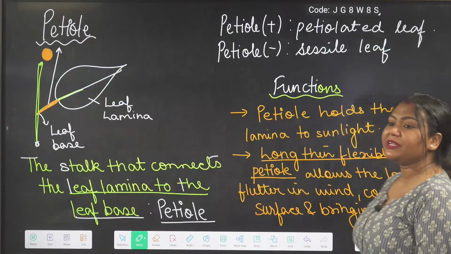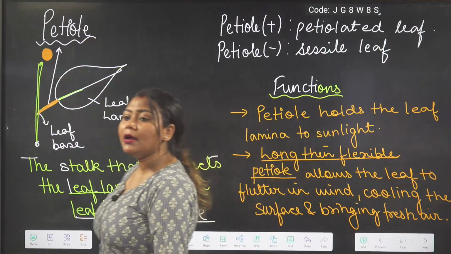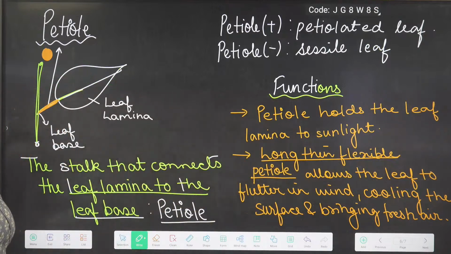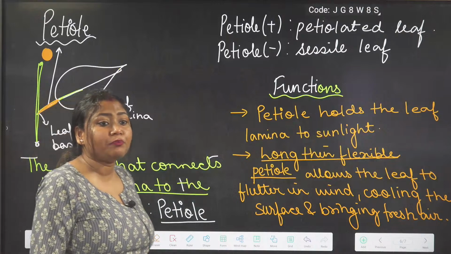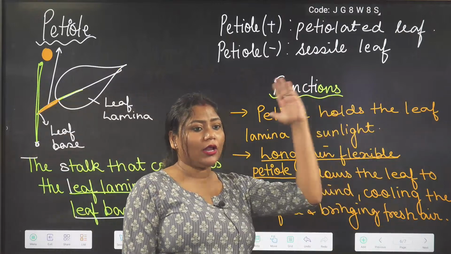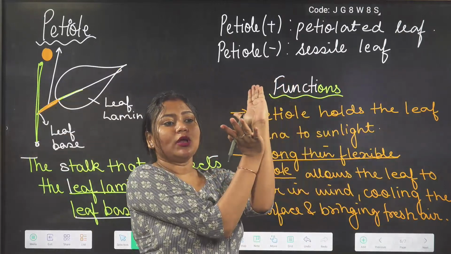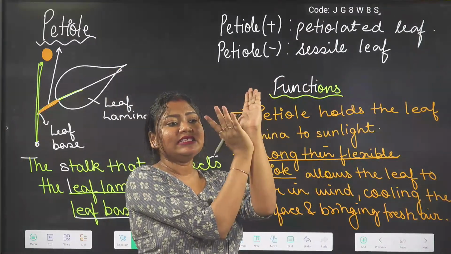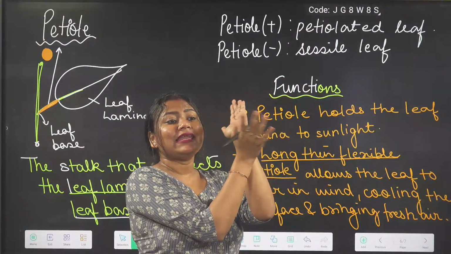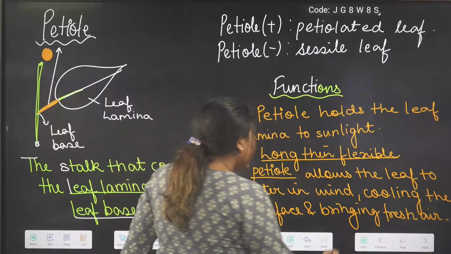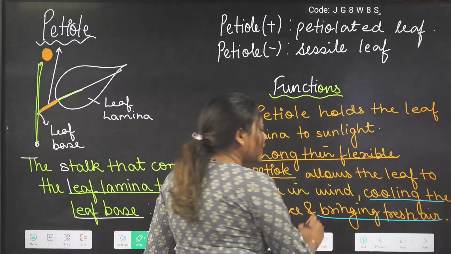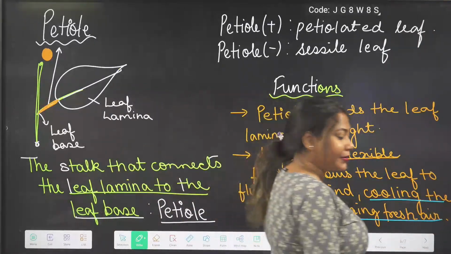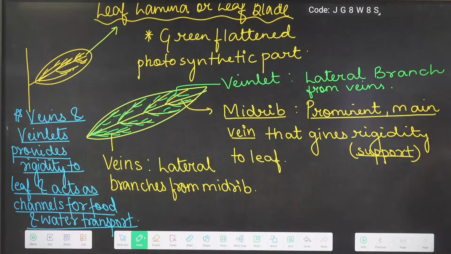Next one. Petiole. What is the petiole? The petiole is the stalk that connects the leaf lamina to the leaf base. What is the function of the petiole? This is the stem. The petiole holds the leaf to the sunlight so that the leaf can easily flutter. If the leaf can easily flutter, what will happen? It will cool the surface as well as bring fresh air.